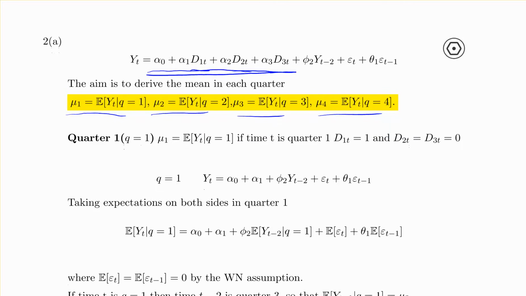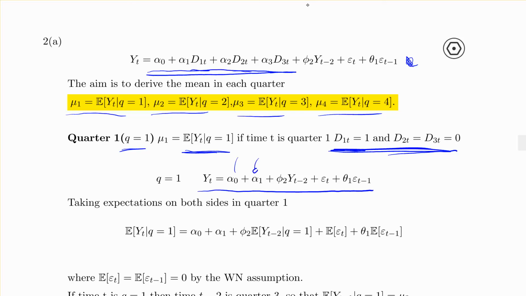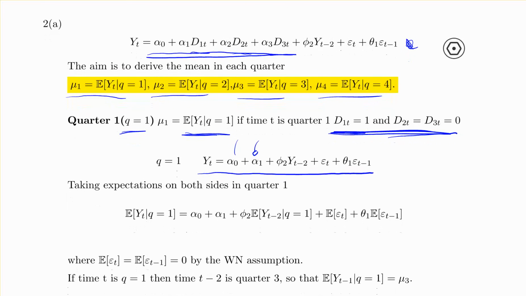Okay, so if we first start with quarter 1, when q equals 1. Well, what's the average value of yt given we're at quarter 1? By definition of the dummy variable, because t is a quarter 1 observation, the dummy equals 1, and all the other dummies equal 0. Therefore, using the equation here, plugging in this, we find at q equals 1 that yt looks like this. It's alpha 0 plus the constant alpha 1, plus then we have this AR2 term and this MA1 term here.